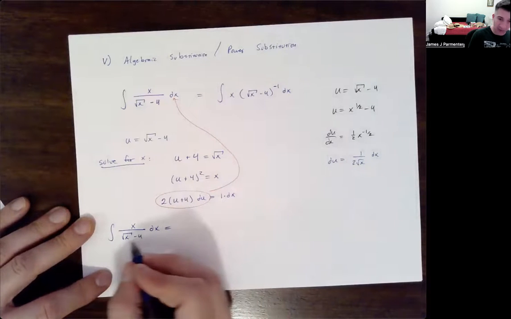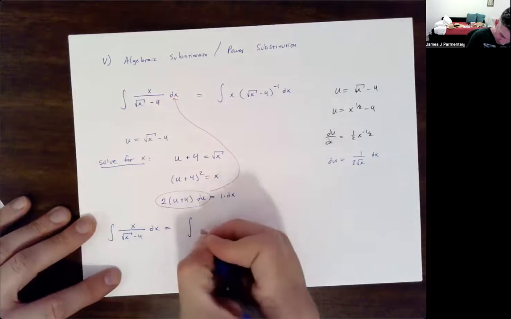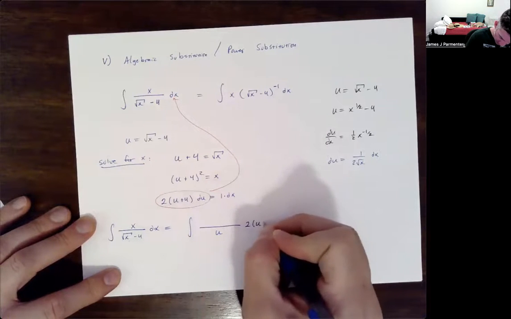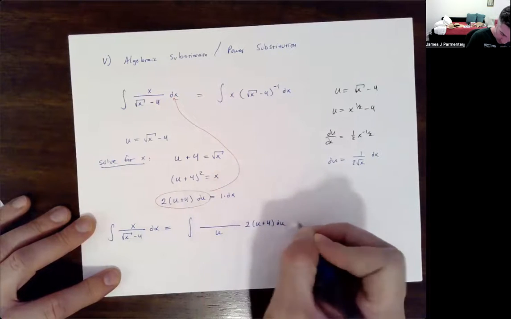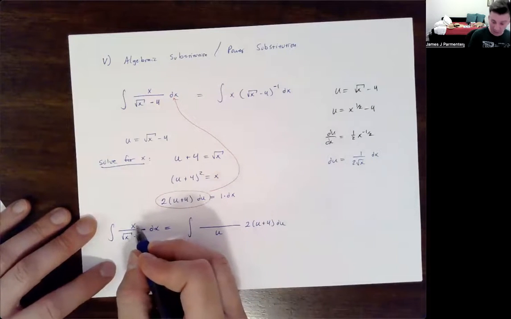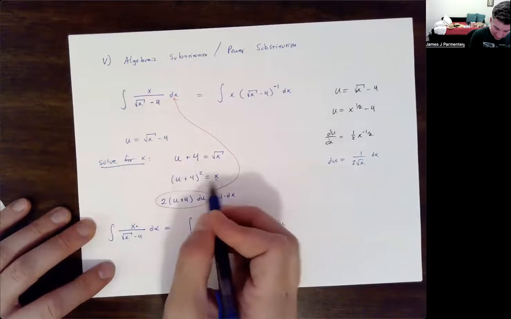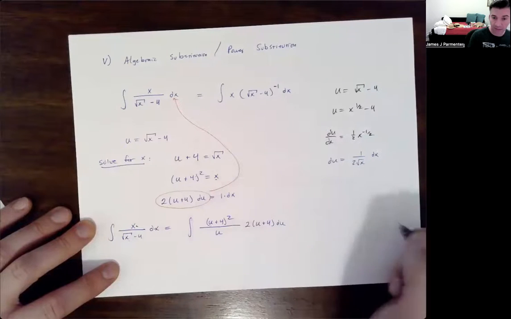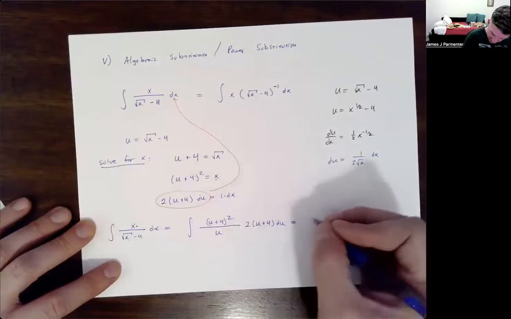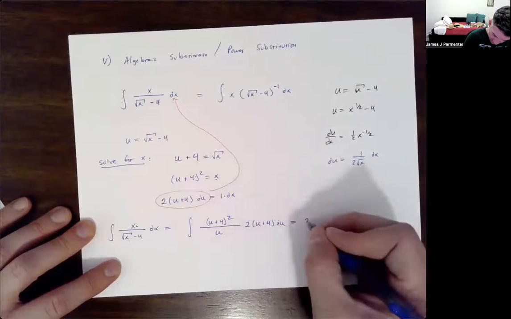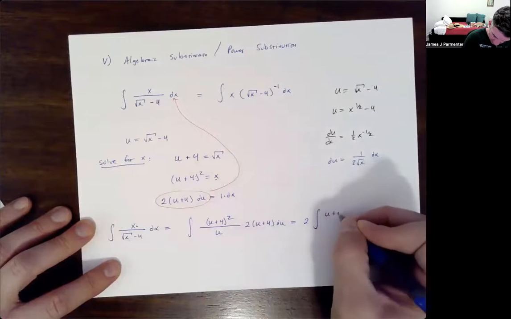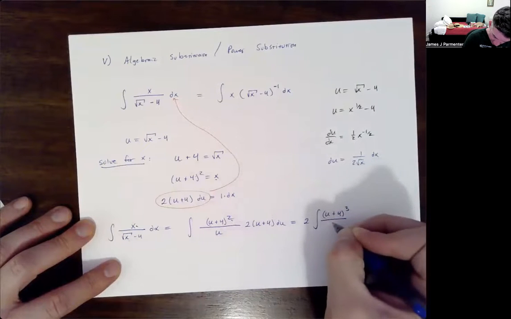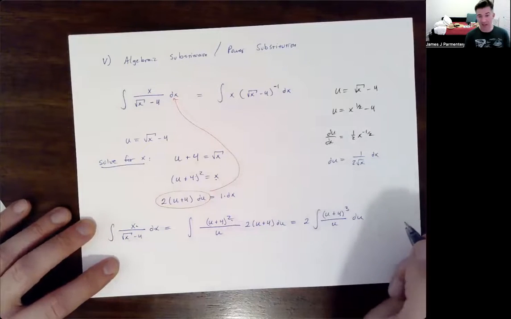So the square root of x minus 4 is my u. My dx is equal to 2 times u plus 4 du. And x, well, I also know what x is equal to because I did the work right here. x is equal to u plus 4 squared. And I would rewrite this as, I pull out the 2 in front, integral of u plus 4 squared times u plus 4 is u plus 4 to the third divided by u. And now you're kind of stuck. You have to multiply this out.